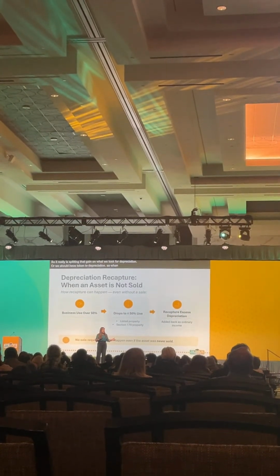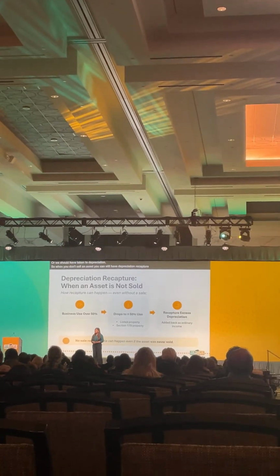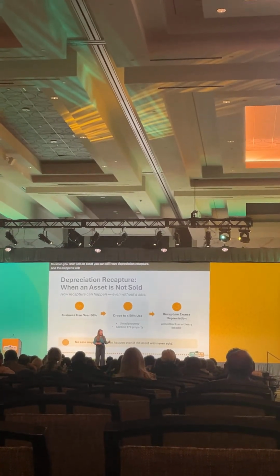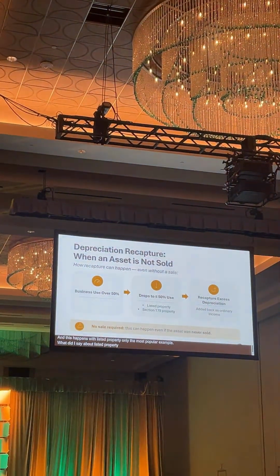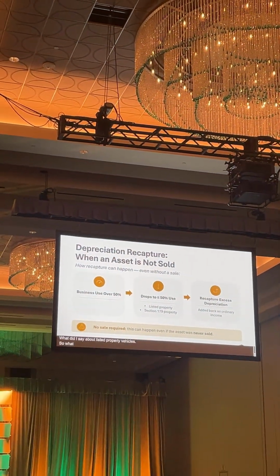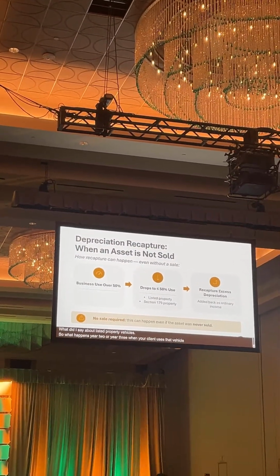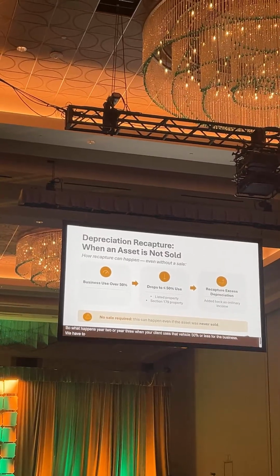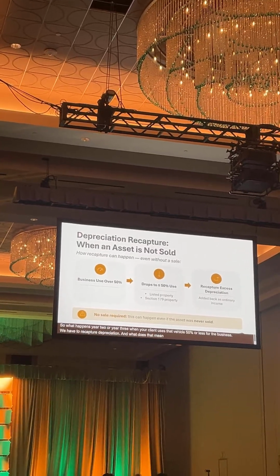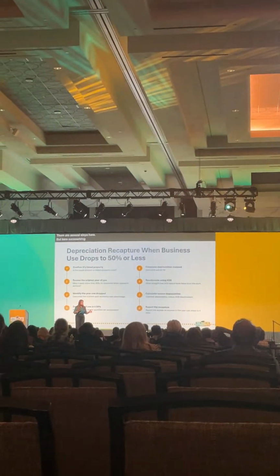So when you don't sell an asset, you can still have depreciation recapture. And this happens with listed property only. The most popular example, what did I say about listed property? Vehicles. So what happens year 2 or year 3 when your client uses that vehicle 50% or less for the business? We have to recapture depreciation. And what does that mean? There's several steps here, but here summarizing it for you.